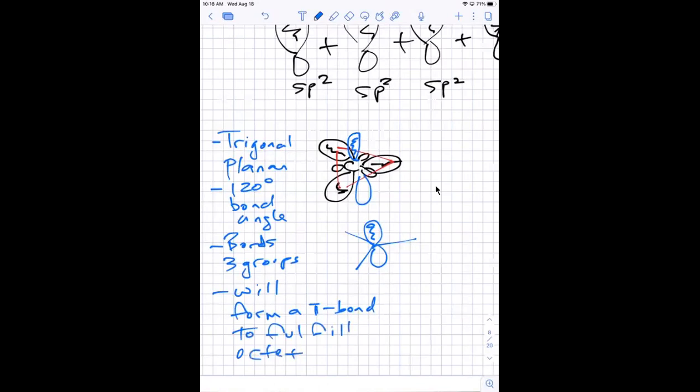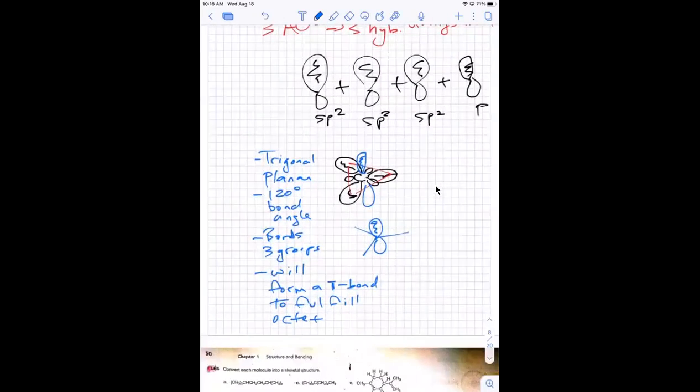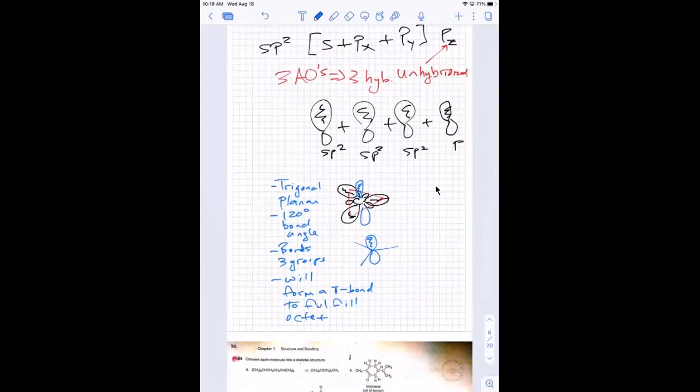All right, I'm going to give you some examples and then all of this stuff will start clicking. So with the sp2 hybridized carbon, you've got three hybrids, one unhybridized p, trigonal geometry, 120-degree bond angle, and three groups around that carbon. All right, any questions so far about anything?